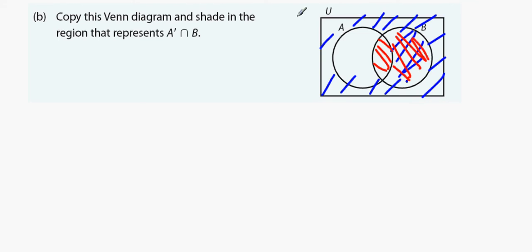So all we've got to do then is just rub it out. And what we're left with is we have to have blue and red, so both sets have to be here. So the answer will be this part here, and that's the shaded in part. Everything that's not in A complement intersection B.